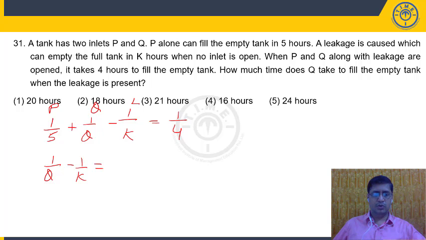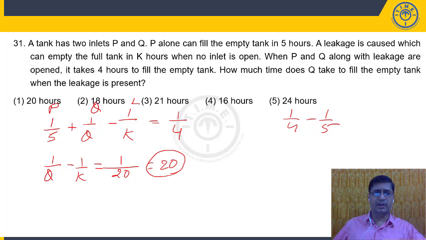is equal to 1 by 4 minus 1 by 5. So what is the LCM? 20 is the LCM. It goes 5 times and 4 times, so 1 by 20. What do you mean by 1 by 20? 1 hour work is equal to 1 by 20 means the full tank is filled in 20 hours. 20 hours means the right choice, option number 1. First choice is the right choice.